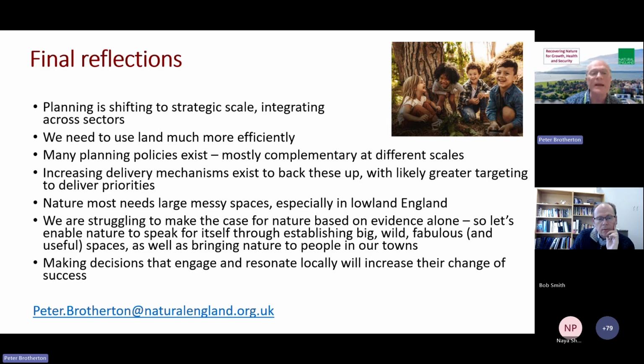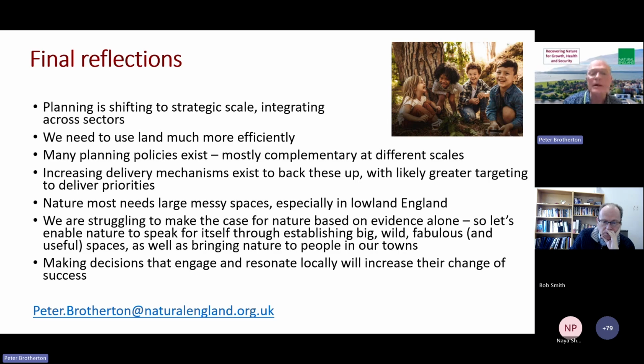We've got a plethora of planning policies, but they do kind of make sense when you add them up. Mostly they're complementary at different scales. And we have increasing delivery mechanisms, such as the Nature Recovery Fund, and increasingly we think agri-environment schemes will be used to target the ambitions captured in the spatial plans that are being delivered.